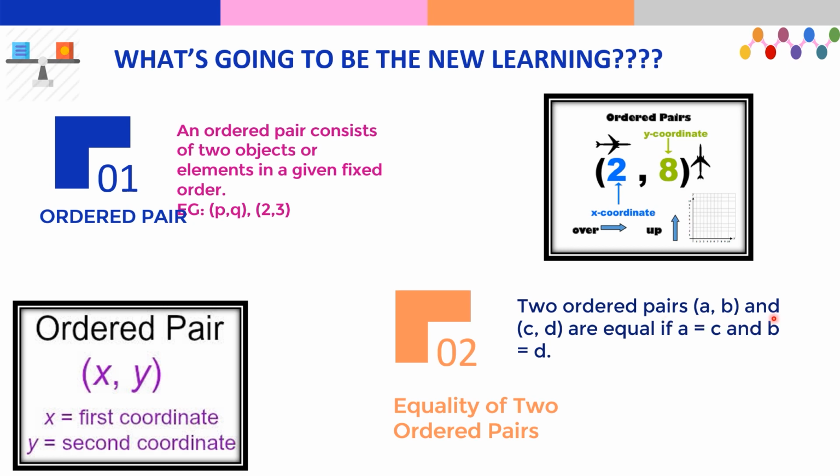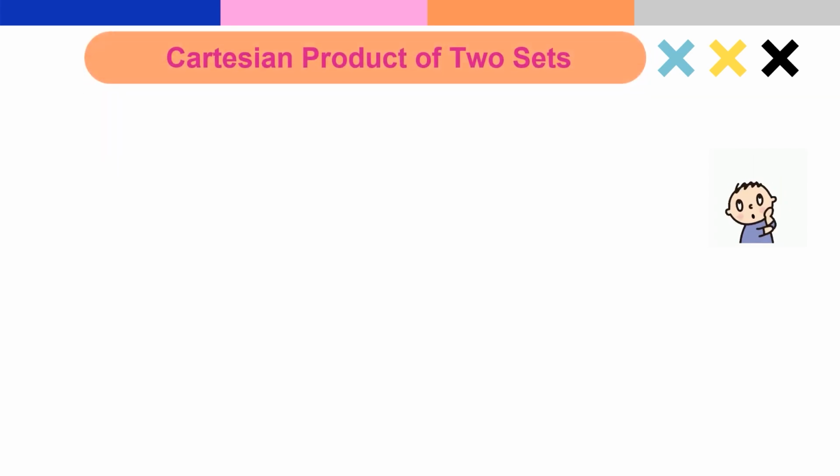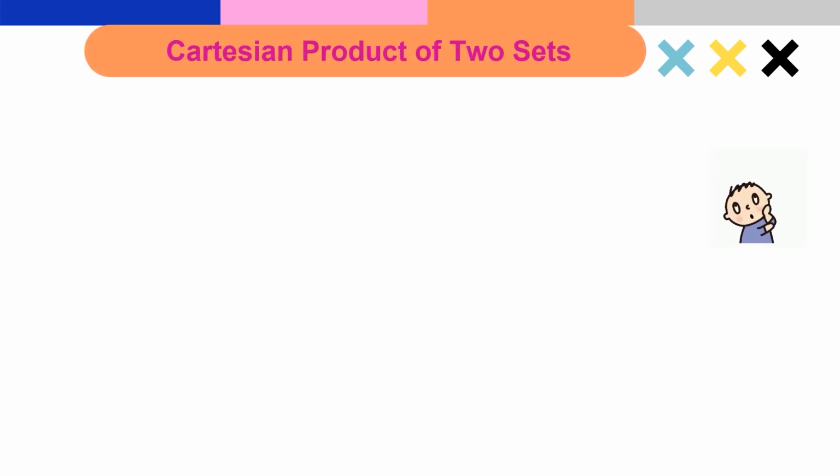This is one ordered pair, this is another ordered pair. If I say they are equal, then the corresponding values will be equal. So this is one nice condition regarding ordered pairs. Hope you are clear about what an ordered pair is. Am I right? Yes. So now let's move on to a new concept, the Cartesian product of two sets.